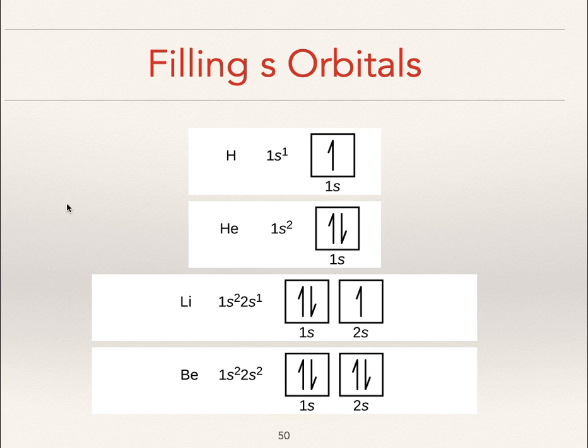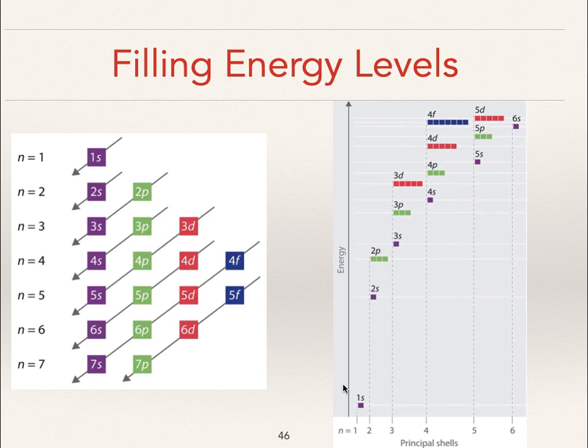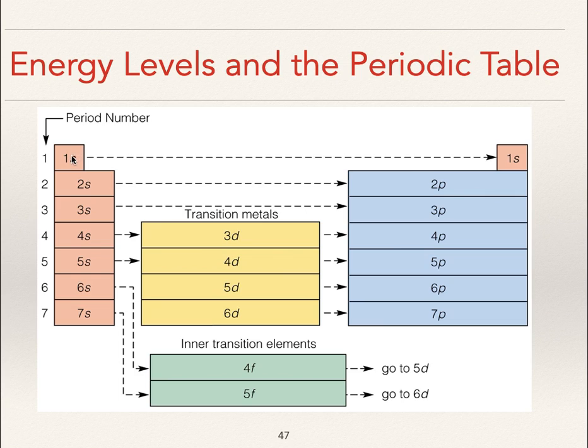Now we go to lithium. Lithium has 3 electrons. The first 2 are going to occupy the 1s orbital, but now it's full. So we move on to the next lowest available energy state, which is 2s. Or if you like this diagram, once we've filled 1s, we have to move on to 2s.